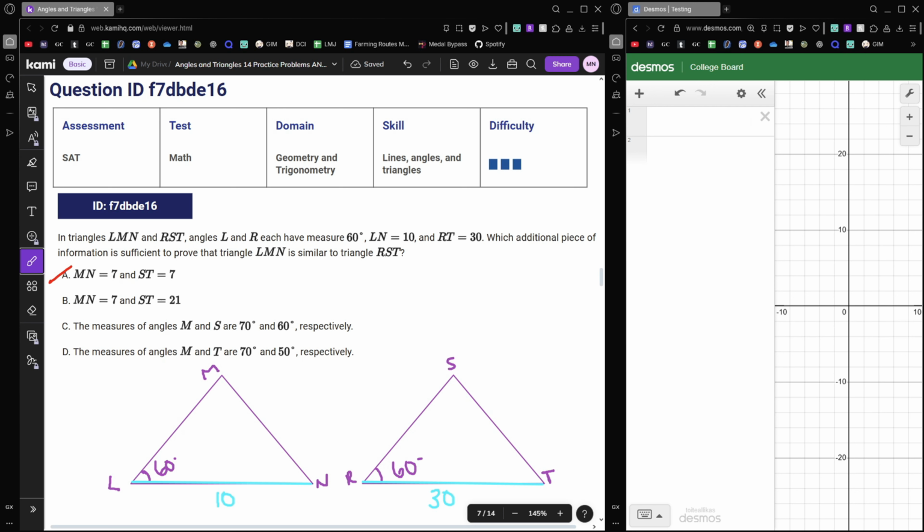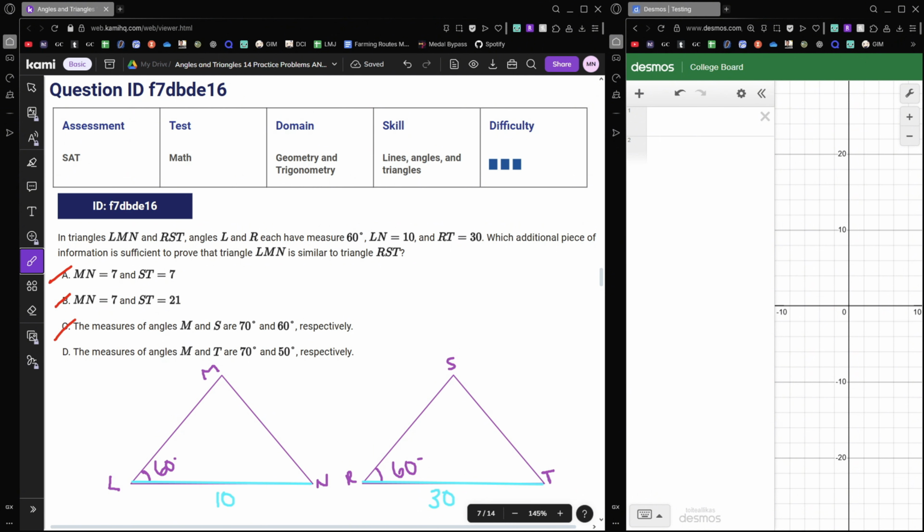B. MN is equal to 7 and ST is equal to 21. We already had information on these two sides, and once again we'd have an angle, a side, and a side. Angle side side is not one of our proofs, so B won't be our answer either. C. The measures of angle M and S are 70 degrees and 60 degrees respectively. So angle M is 70 degrees and angle S is 60 degrees. Now we have an angle, and a side. Angle, angle, side isn't one of our proofs, so C isn't going to be our answer either.